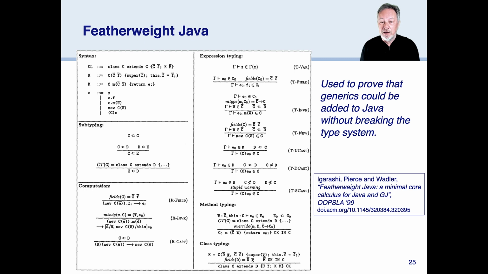Now, what Igarashi and his colleagues did is, with Featherweight Java, they were able to prove that by adding generics to Featherweight Java, you would get another language which, if you erase the type declarations, you'd get back what you had before. In other words, they could guarantee that by adding generics, you wouldn't break old code. This was a convincing argument, and as a consequence, Sun actually changed the Java language to add generics, and it was thanks to this work with the calculus that they could be sure that this was a safe thing to do.